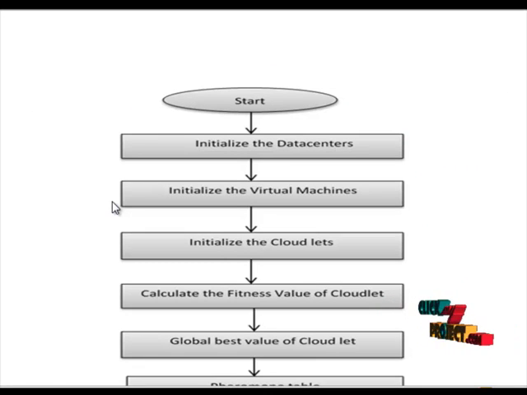Let us see the flow of our process. First of all, we have to initialize the number of data centers. After creating the data centers, we initialize the number of virtual machines, and also the number of brokers. Then we initialize the number of cloudlets.